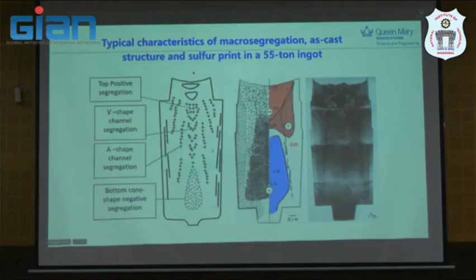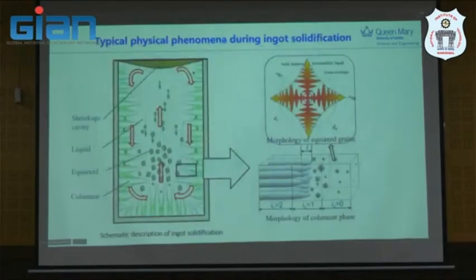And our work is to build a numerical model to reproduce all kinds of this macro segregation. During ingot solidification, there are several physical phenomena here, such as shrinkage, because the density of the liquid and solid phases are different.